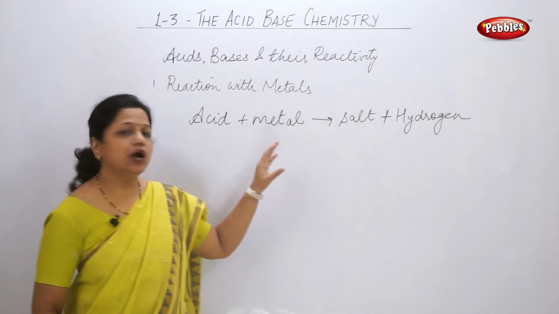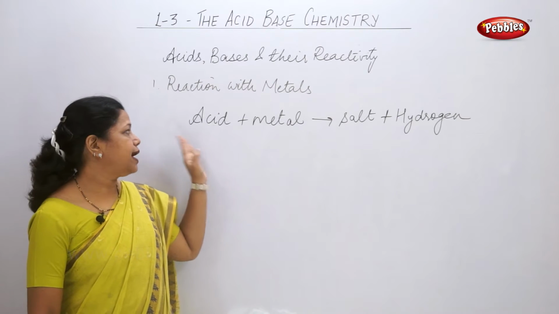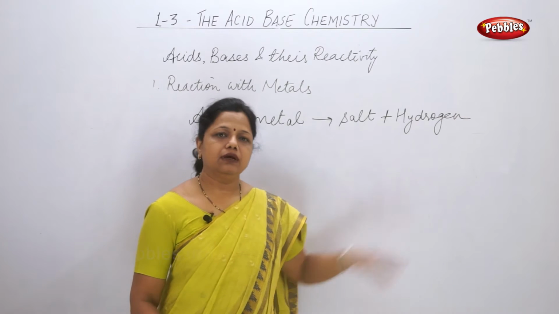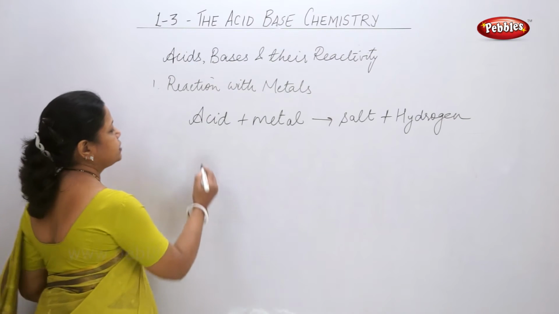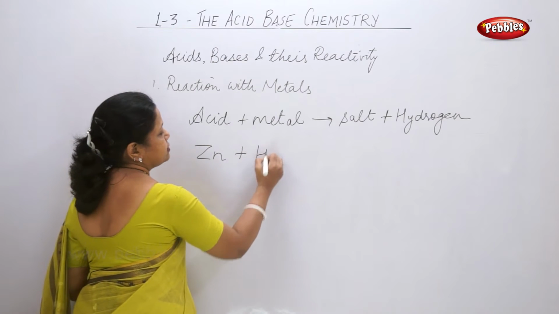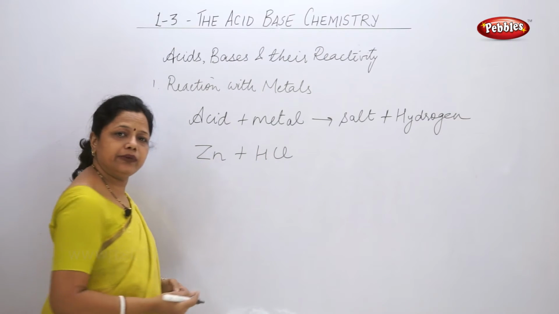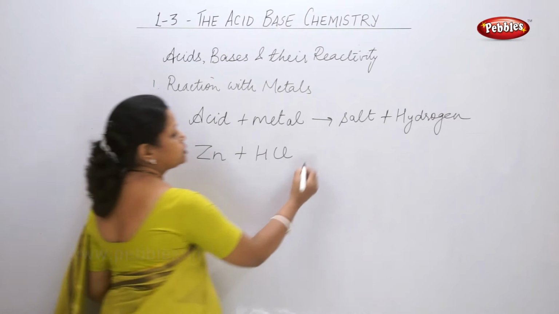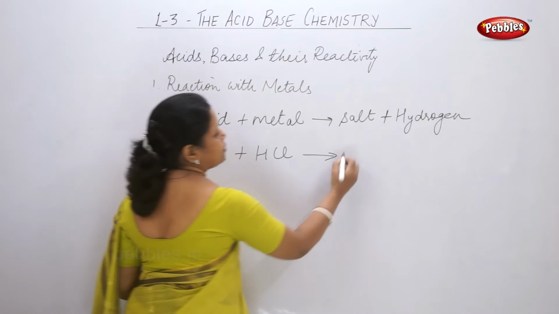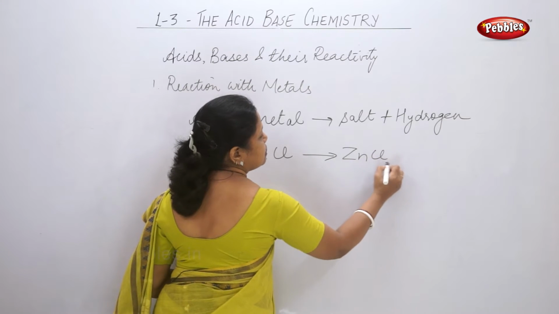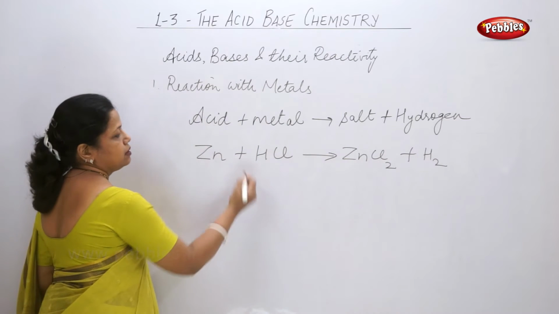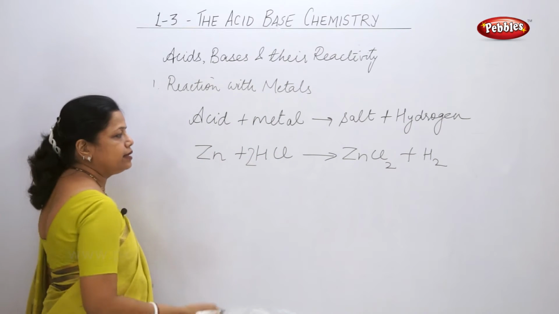So first you have to write the general formula. Acid reacts with metal to form a salt and hydrogen gas. I can take an example of zinc. Suppose I take a zinc metal and I react with acid. It can be HCl or it can be H2SO4. Now what salt will be forming? Zn will react with the chloride part and it will form ZnCl2, and along with it hydrogen gas is evolved. I'll first try to balance it and then we'll do it.